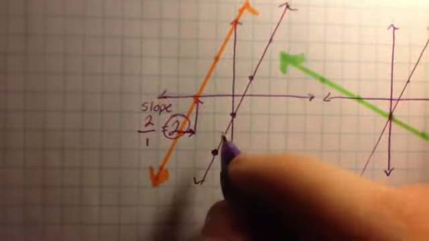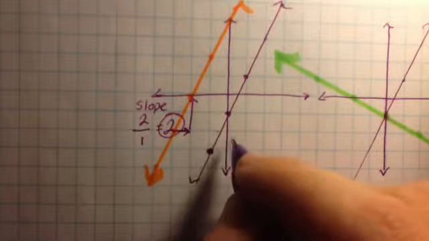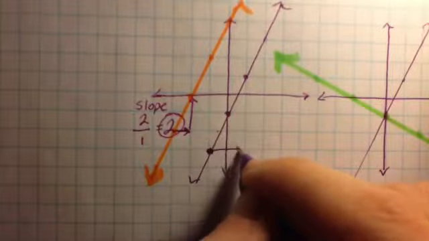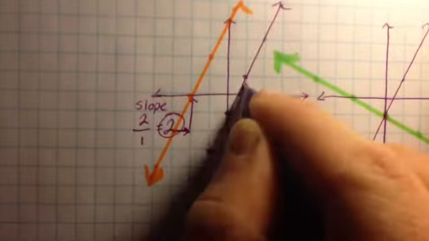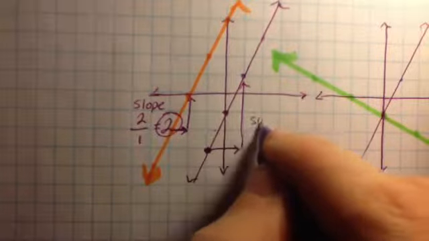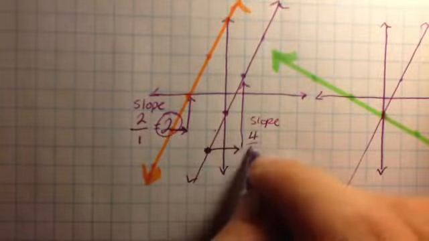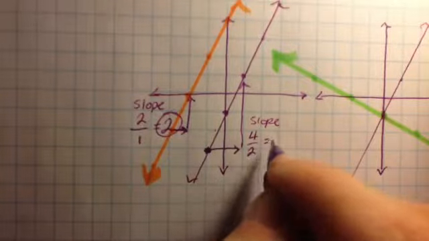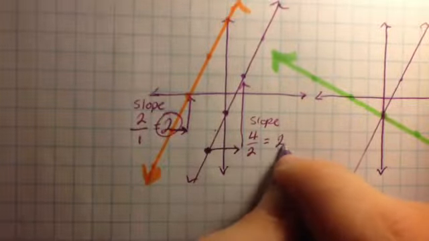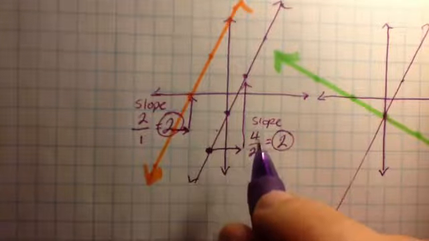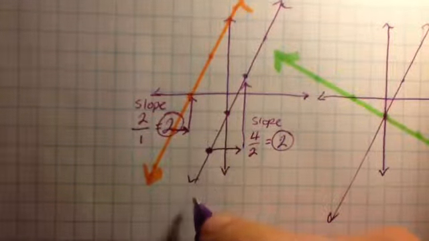If we check this line, we could pick any 2 points, remember, for slope. So maybe this line goes over 2 and up 4. So the slope is 4 over 2, which simplifies to 2. Good. So the slope is 2 for the orange line, 2 for the purple line, and so parallel slopes are always the same thing.